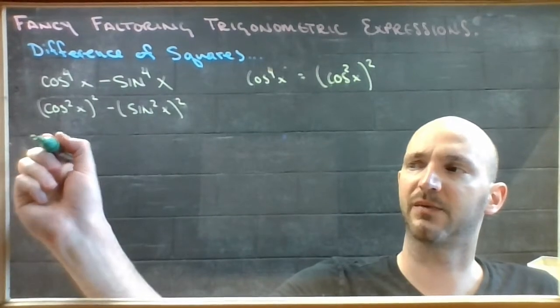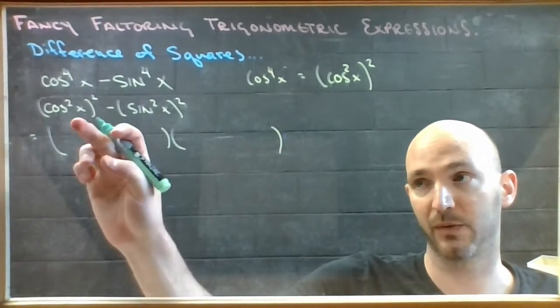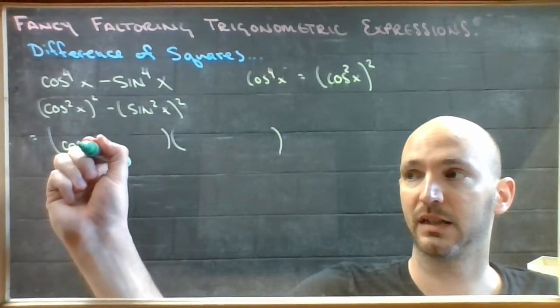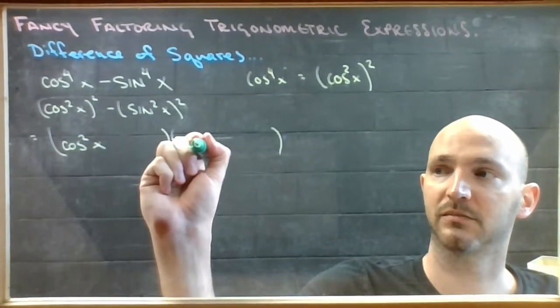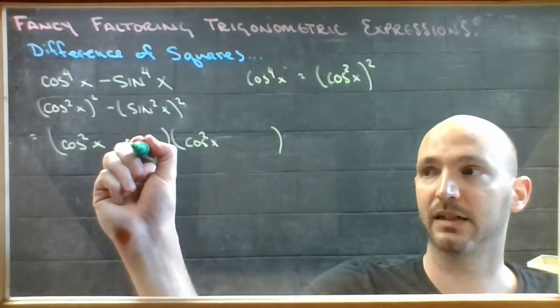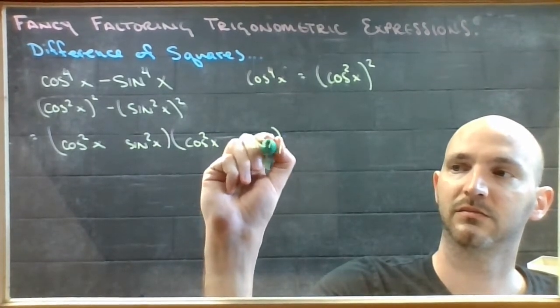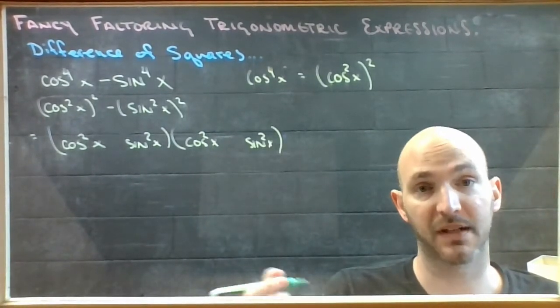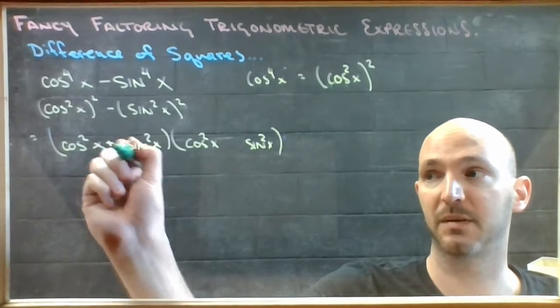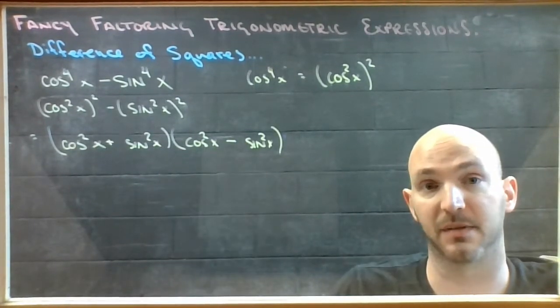So if I was going to factor that into two brackets using difference of squares, I would write the first thing in each bracket, and then I would write the second thing in each bracket, and then to finish my difference of squares process, one needs to be positive and the other needs to be negative. So that thing has been factored.